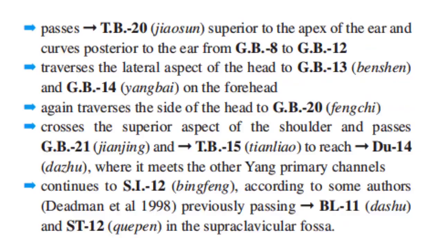Then it passes through triple burner 20, superior to the apex of the ear, and curves posterior to the ear from GB8 to GB12. It then traverses the lateral aspect of the head to GB13 and GB14 on the forehead. Again, it traverses to the side of the head to GB20, then crosses the superior aspect of the shoulder and passes GB21 and triple burner 15 to reach GB14, where it meets the other yang primary channels.